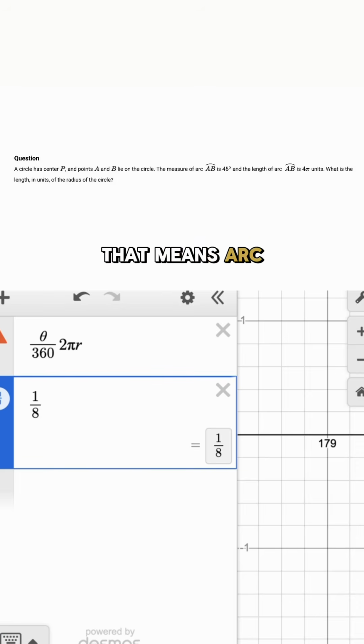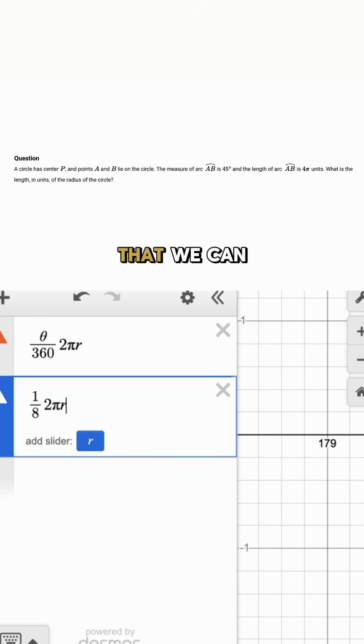That means arc length equals 1/8 times 2 pi r. If we simplify, 2 times 1/8 gives us 1/4, so that becomes 1/4 times pi r. Now we set the two things we know equal to each other. We know the arc length is 4 pi, and we just found that the arc length is also equal to 1/4 times pi r. So 4 pi equals 1/4 times pi r.